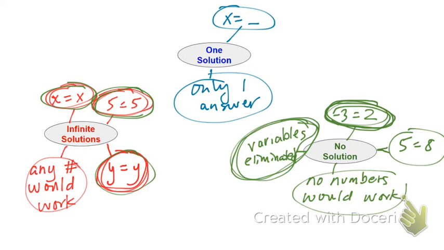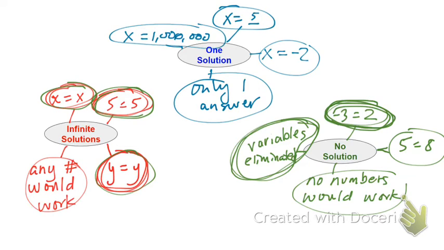All right, so going back to the one solution, it's real simple. It could be x equals 5, it could be x equals negative 2, it could be x equals 1 million. It doesn't matter what it is, you will have one exact answer. All right, so hopefully that made sense.